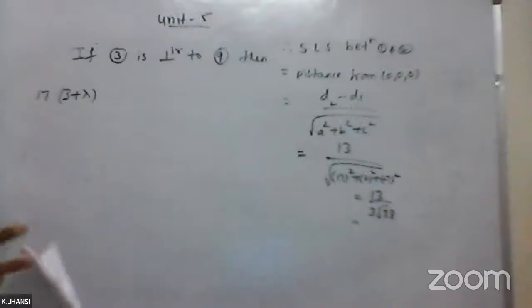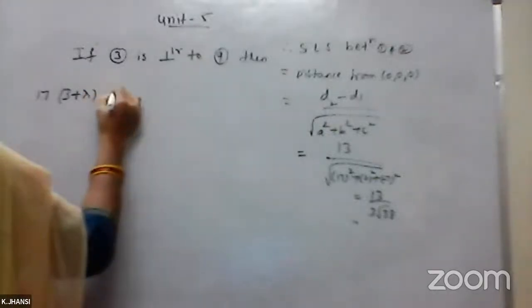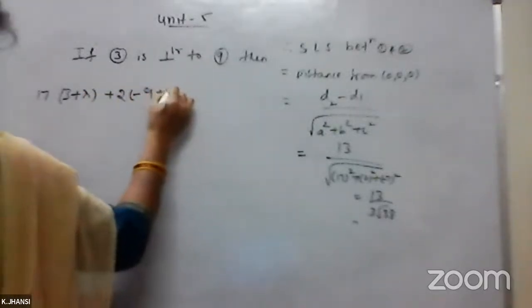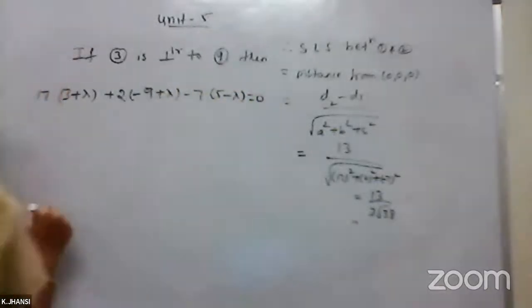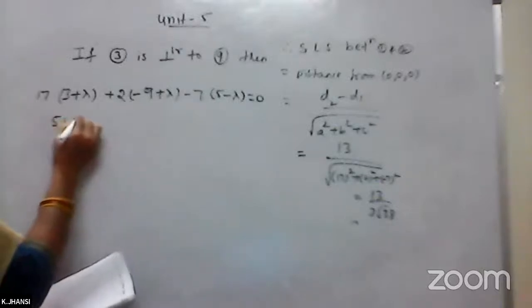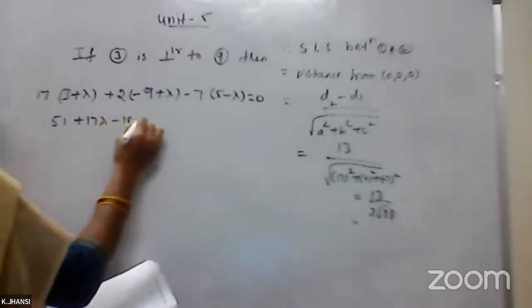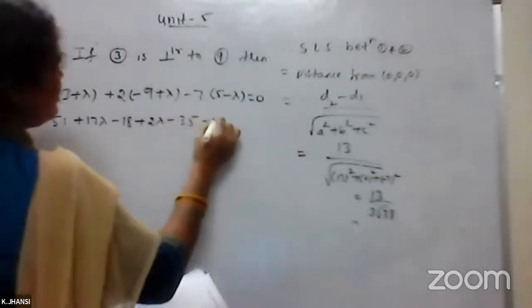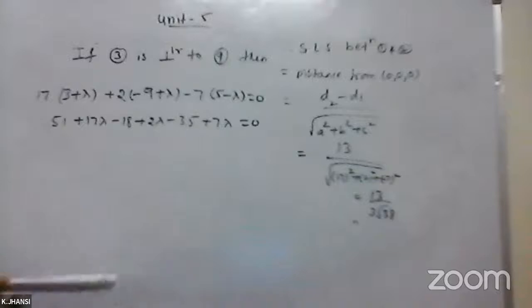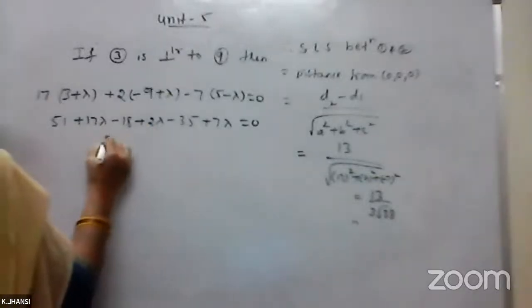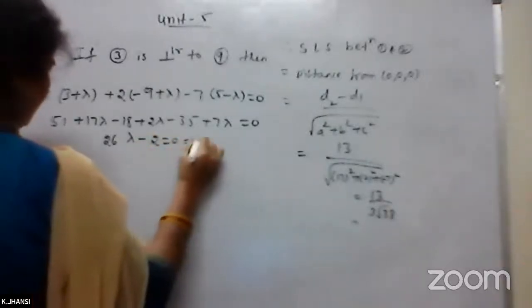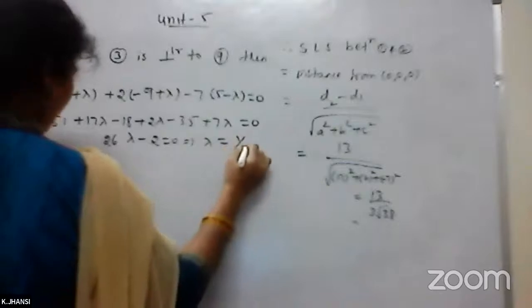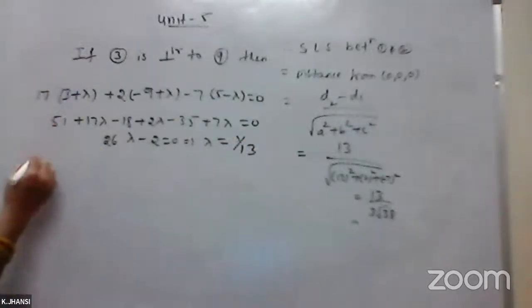In place of x, y, z, you substitute 17, 2 and minus 7. So next is plus 2 into minus 9 plus lambda, minus 7 into 5 minus lambda equals 0. If you simplify this, 51 plus 17 lambda minus 18 plus 2 lambda minus 35 plus 7 lambda equals 0. So if you simplify this, you will get 26 lambda minus 2 equals 0, which implies lambda equals 1 by 13. So the lambda value is 1 by 13.